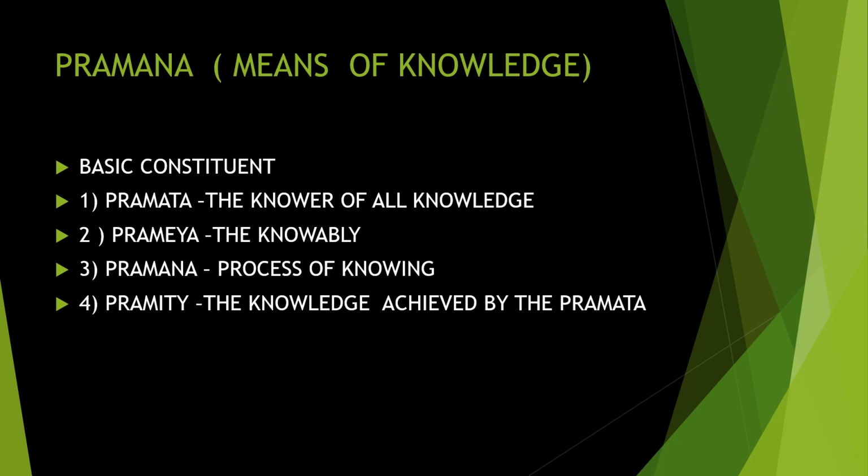Prameya is the knowable, what you have to know, the message. The knowable is what we call Prameya. Next is Pramana, the process of knowing, for example the learning process. The process of knowing is known as Pramana. And Pramiti is the knowledge achieved by the Pramana. After the end, we are getting some kind of knowledge. This is called Pramiti. So you have to study this, as it is asked in the question paper. You must go through it.